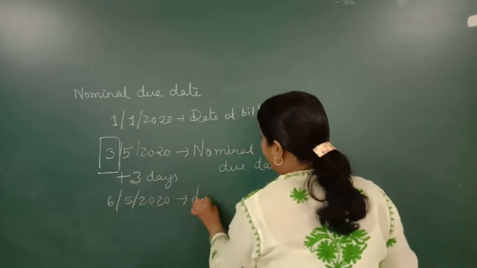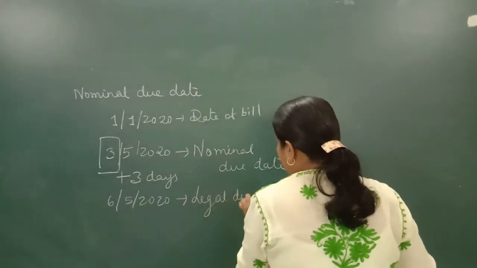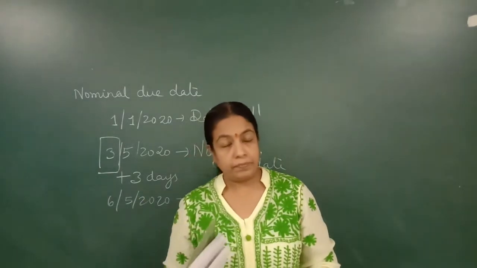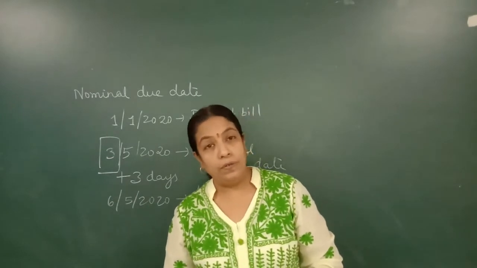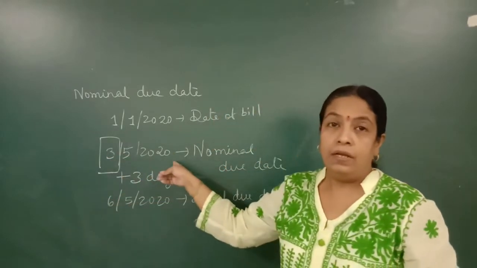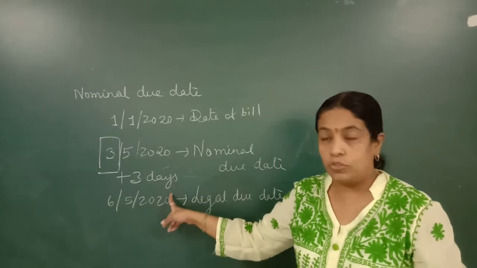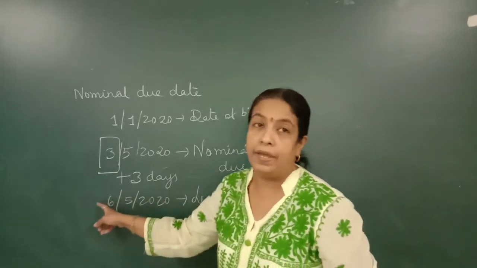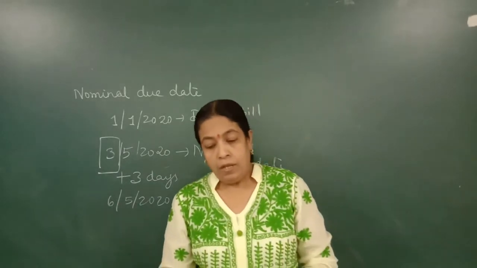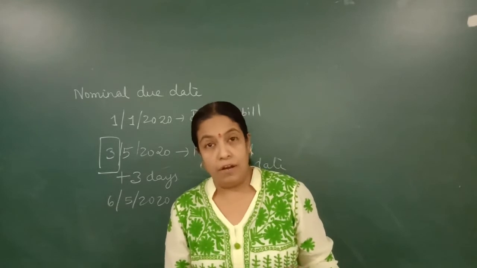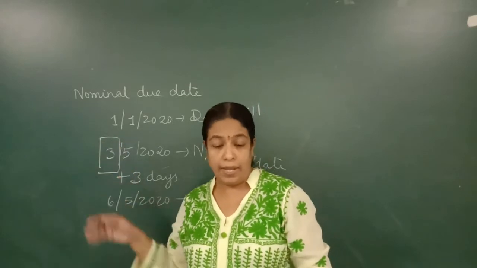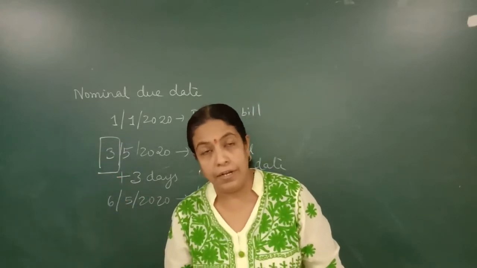it is 6/5/2020, and this will be the legal due date. This will be the legal due date. Means he has to pay on the nominal due date, but if he is not in a position to pay the amount on 3rd of May, 3 days extra are given. So 3 plus 3, that is 6th May, is his legal due date. He has to pay here. Okay. These 3 days are called the days of grace. The date obtained after adding 3 days is known as the legal due date.